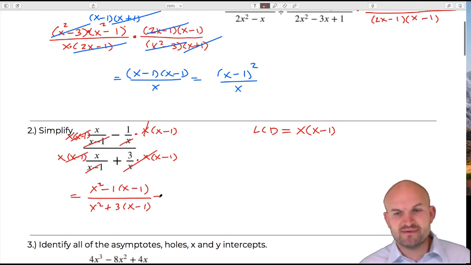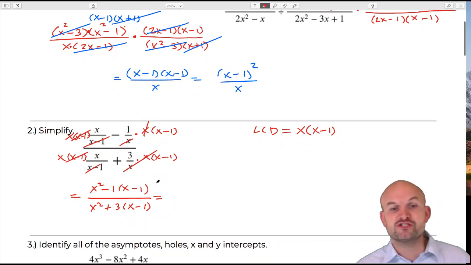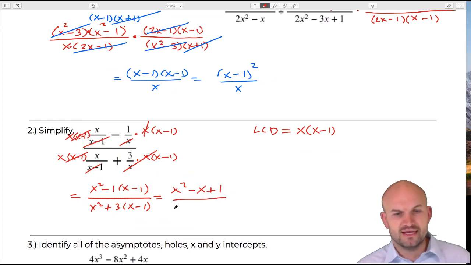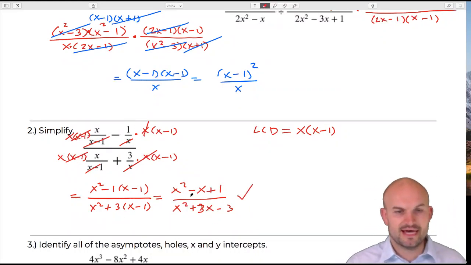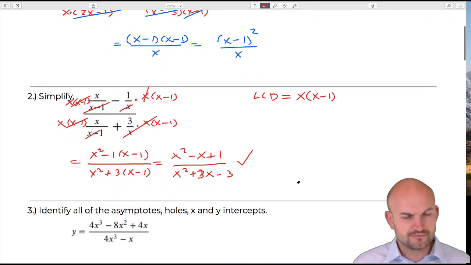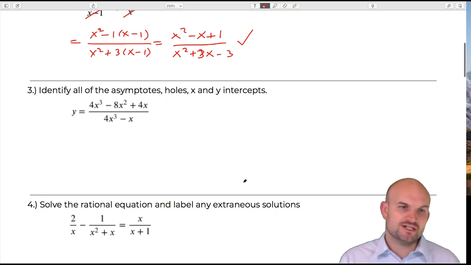The other mistake students made was not distributing correctly. They forgot to distribute the negative to both terms and the positive 3 to both terms. That's a 3x minus 3. Okay, so that was our final answer there. Just make sure again to find the LCD and then just distribute it. All right, on to question number 3.